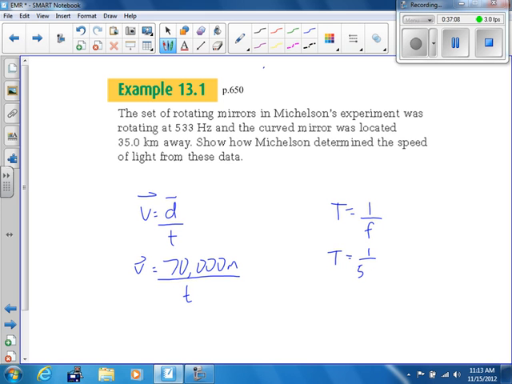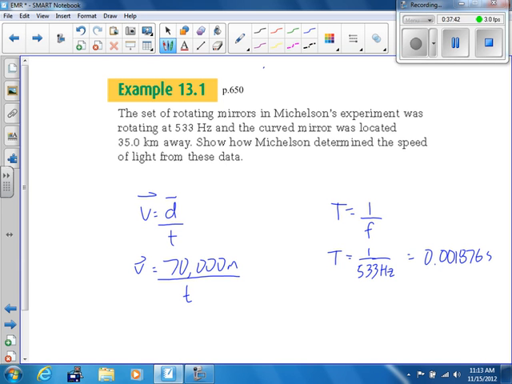That's 1 over 533 hertz. What do we get for the value of big T there? 1 divided by 533 is 0.001876 seconds. That's a really, really small period of time. We have just effectively measured the period, the time for one revolution of this rotating mirror, by just knowing the frequency. Now, it hasn't made an entire revolution. It's made 1/8 of a revolution.